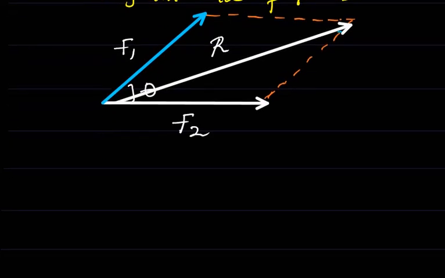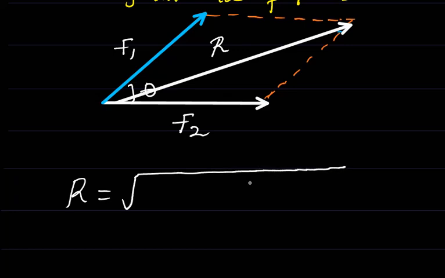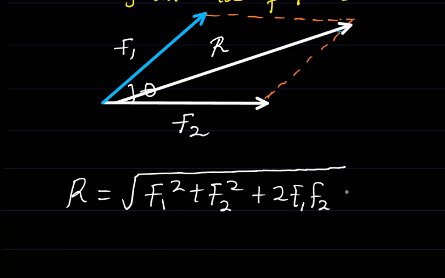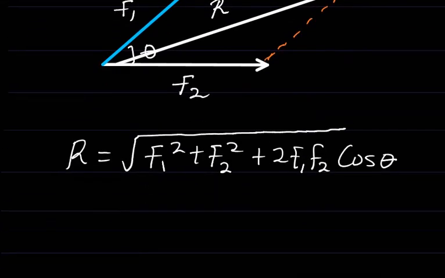Now the question is, how do we calculate the resultant? This is where we apply the cosine rule. The resultant R is calculated by the cosine rule, which of course is given as F1 square plus F2 square plus 2 F1 F2 cos theta. So this is the cosine rule.